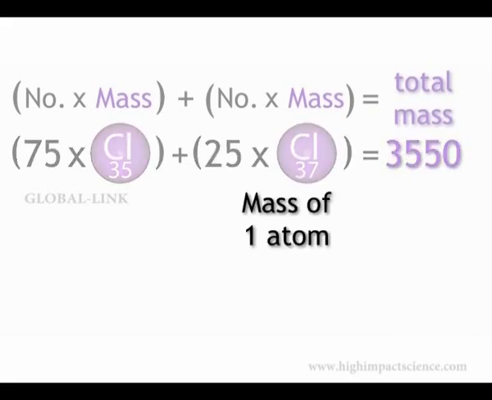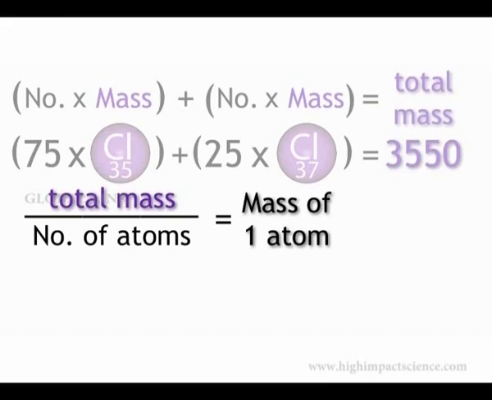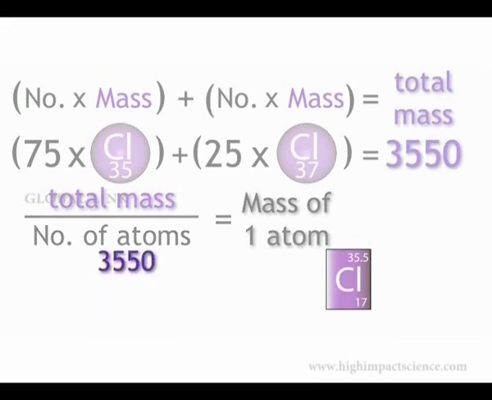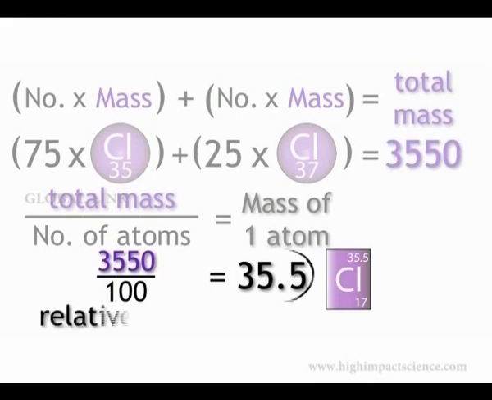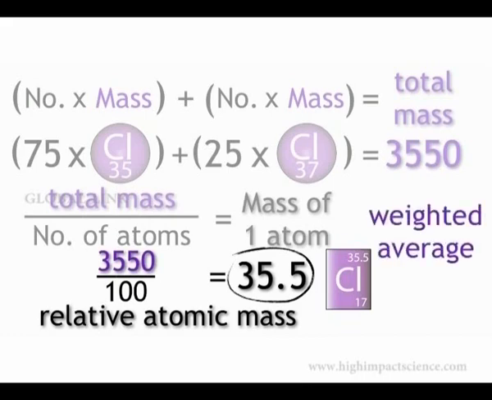The mass of one atom will be the total mass divided by the total number of atoms. So the mass of one atom of chlorine will be 3,550 divided by 100, which gives us 35.5. The relative atomic mass has a value close to 35 because there are more atoms of chlorine-35 than chlorine-37. It is a weighted average.